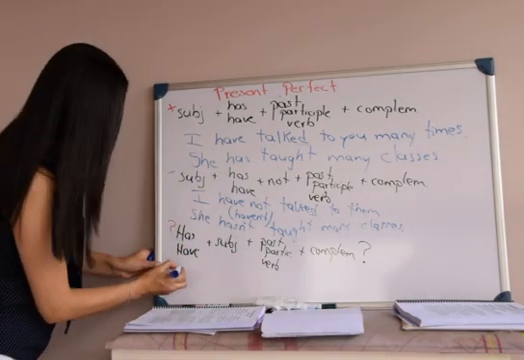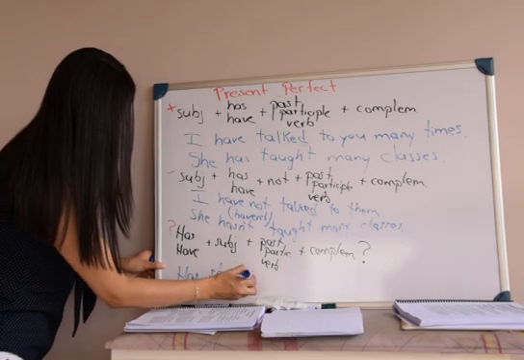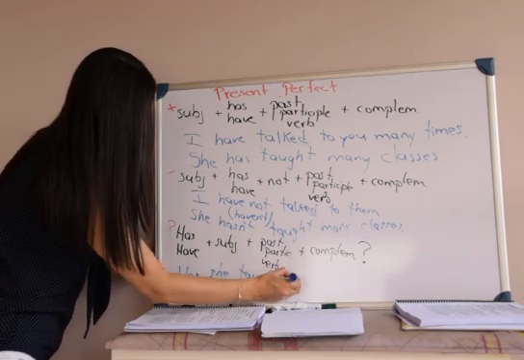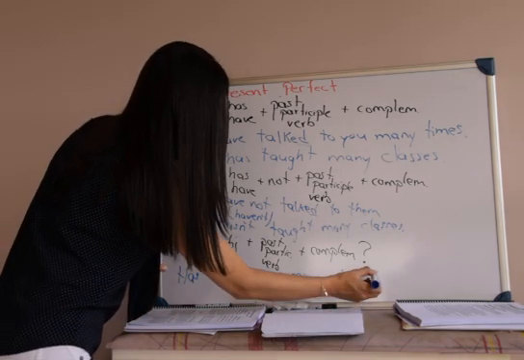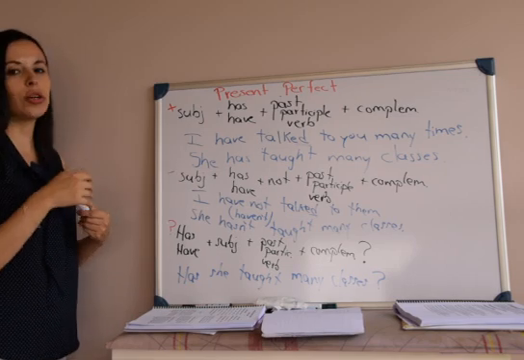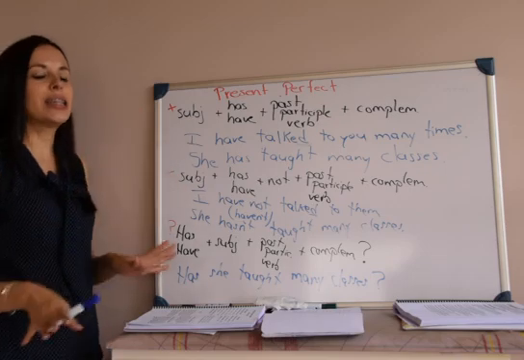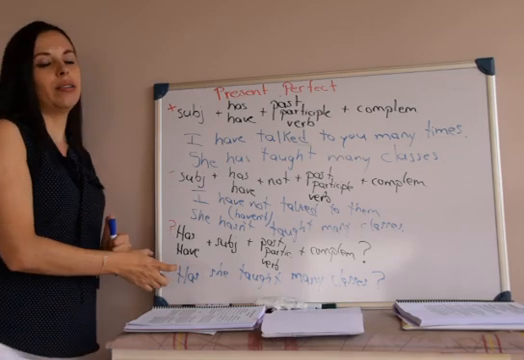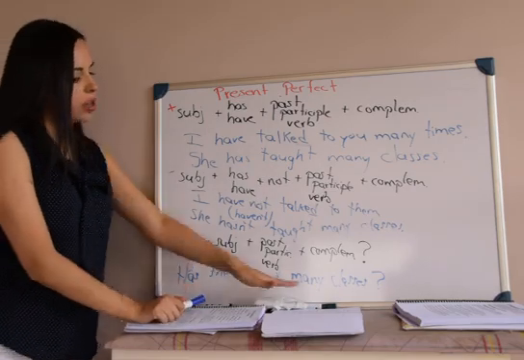So I say, has she taught many classes? Don't forget the question mark. You always need to add the question mark because otherwise that will be incorrect. You can never have the verb at the beginning of the sentence if you don't have a question mark. That will be incorrect. So, has she taught many classes?